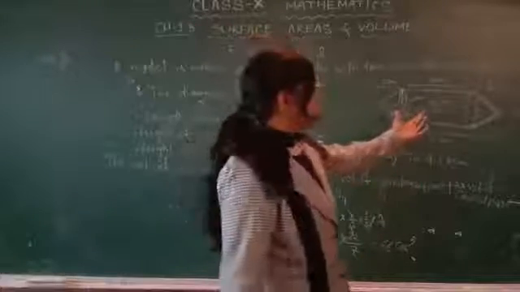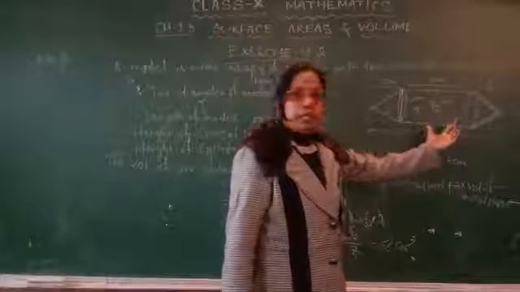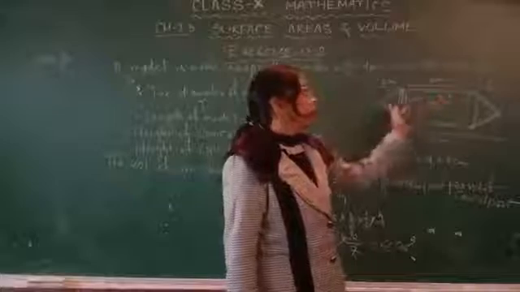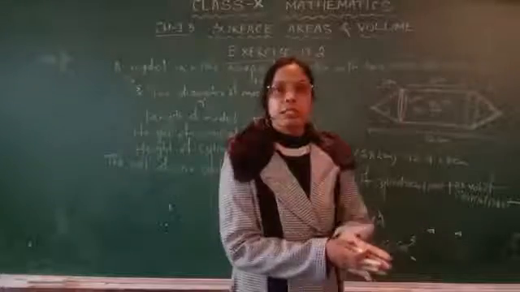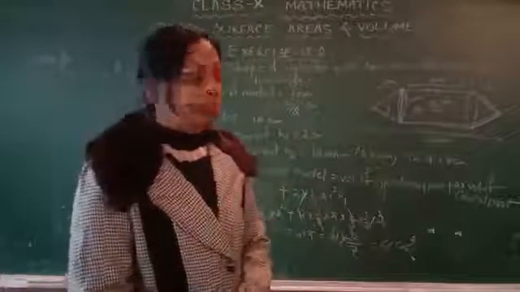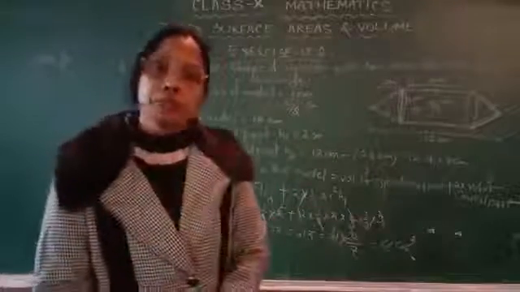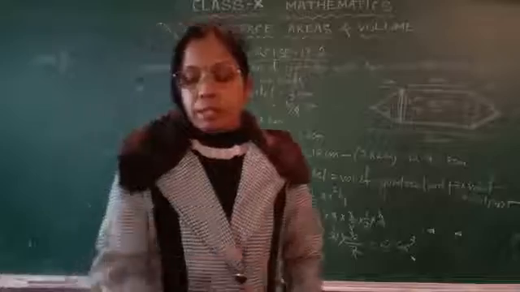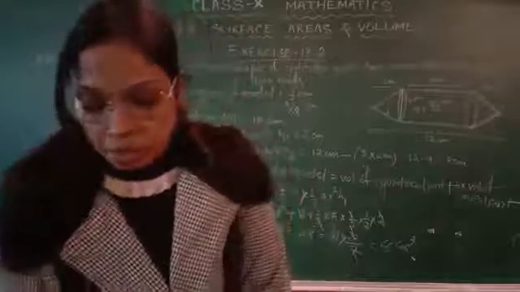So first here you find the volume of the cylindrical part plus the volume of both conical parts, then the total. So the volume of the air contained in this model is equal to 66 centimeter cube. Okay, then come to the next question, question number 3.